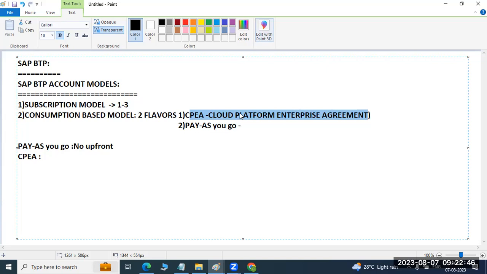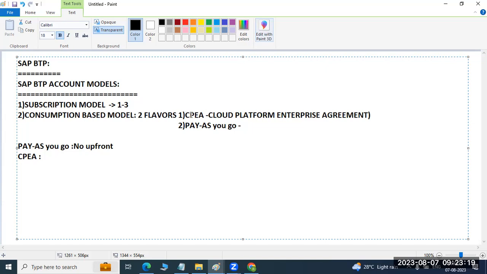Which means as per the agreement with SAP, you can use these different commercial models. Both are related to the same thing. Some people know their usage and there is no upfront, and they only use fixed services, so they can go for the pay as you go model. Some people are not sure about their usage in their agreement, and in their business use case they need to subscribe to more. Not being sure, in that case they can go for the CPEA.